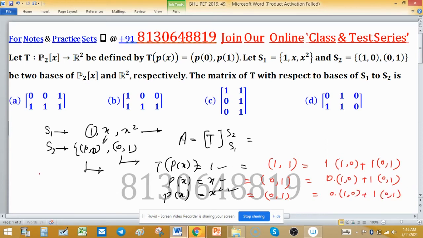The coefficients of this linear combination become the columns. So (1,1) is the first column, then (0,1) and (0,1). So this is the matrix representation of T, and the size of this matrix is 2 by 3. Always, if T is a linear transformation from a vector space V to W, then the dimension of W becomes the rows and the dimension of V becomes the columns. So this is the fundamental concept to find a matrix representation with respect to a basis.